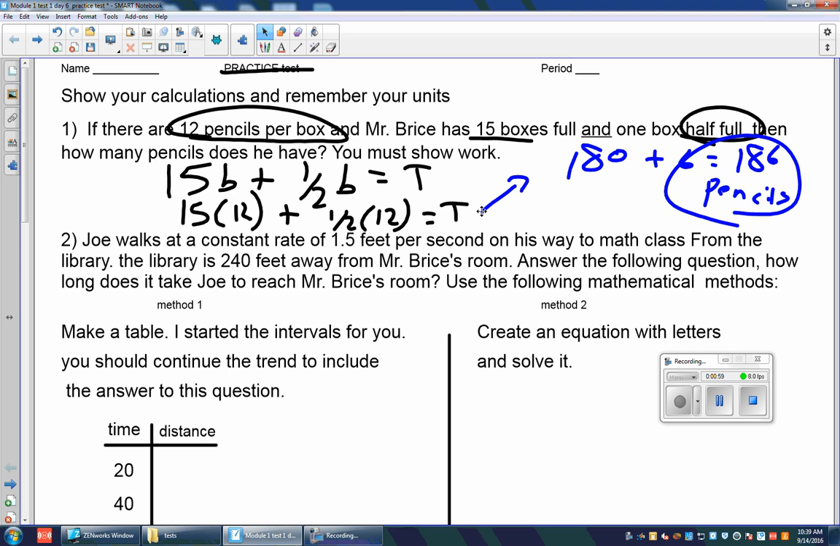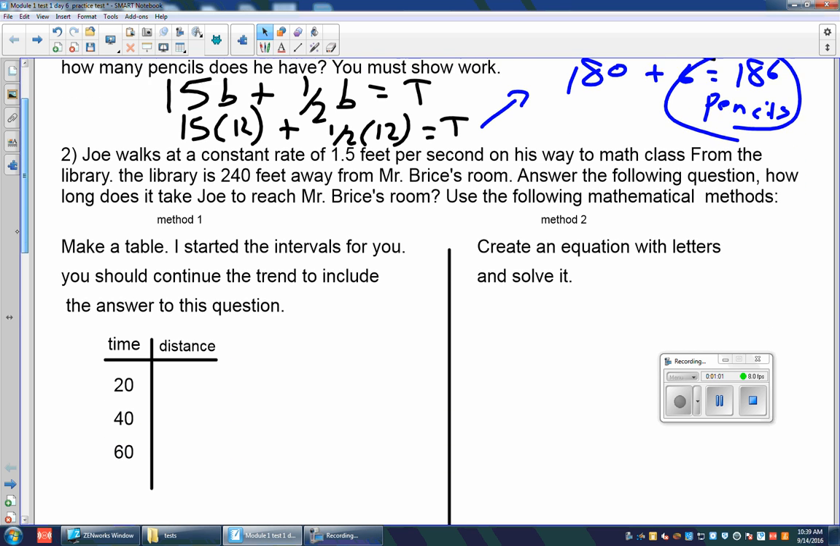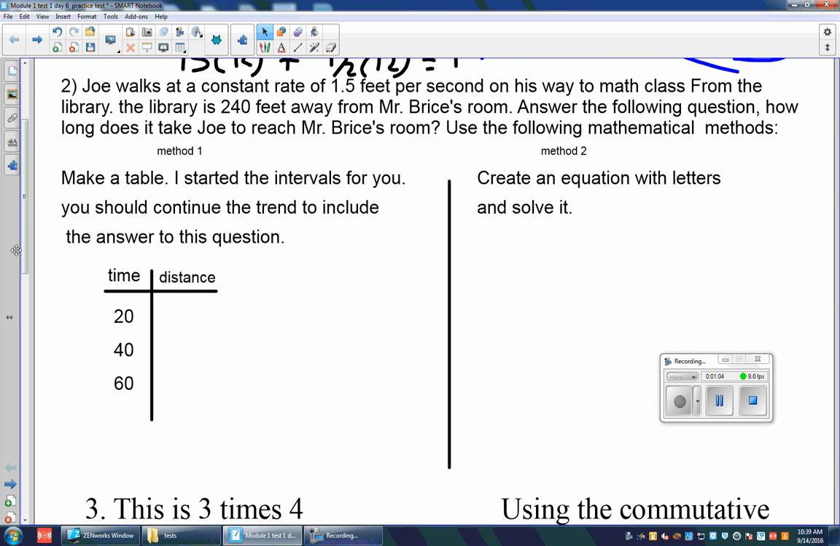The next question. Joe walks at a constant rate of 1.5 feet per second on his way to math class from the library. The library is 240 feet away from Mr. Bryce's room. Answer the following questions. How long does it take Joe to reach Mr. Bryce's room using the following mathematical methods? Number 1, make a table. Well, wait a minute. It says it's 240 feet away.